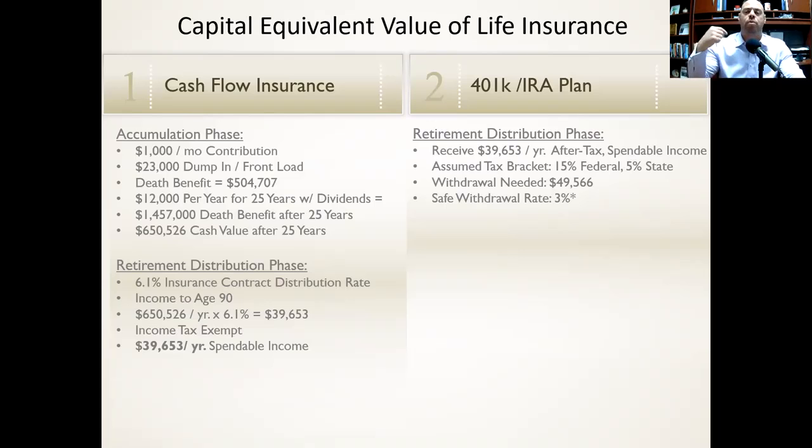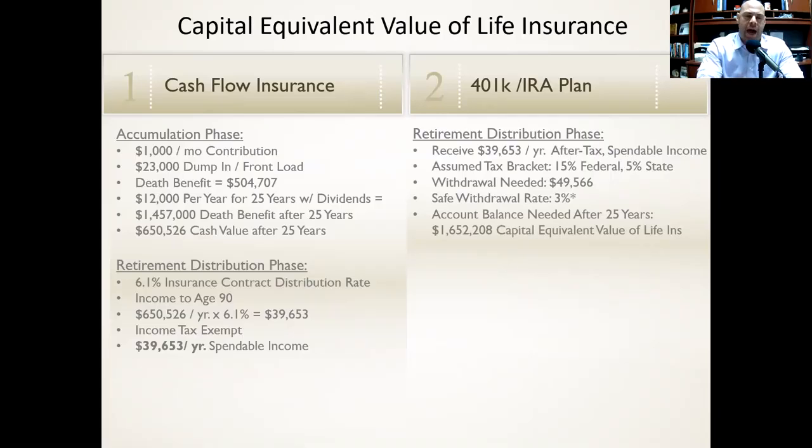So again, working backwards, if we want to distribute $49,566 per year with a 3% safe withdrawal rate, the account balance that we would need after 25 years would be $1.6 million. That is the capital equivalent value of my life insurance contract under today's tax rates and safe withdrawal rates. Now, based on the amount that I have and that I'm contributing, $23,000 to start and $1,000 per month, what would I need to equal this performance and accumulate $1.6 million?